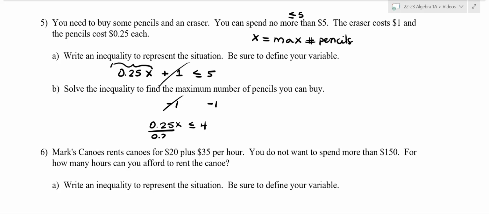Dividing both sides by 0.25. That means that x is less than or equal to, what is that, 16? 4 divided by 0.25. So look at that. So the maximum number of pencils that can be bought is 16 in order to spend less than or equal to $5.